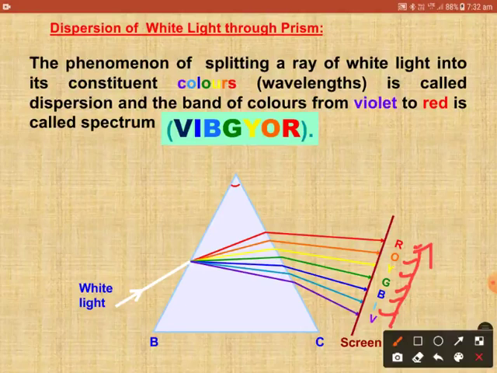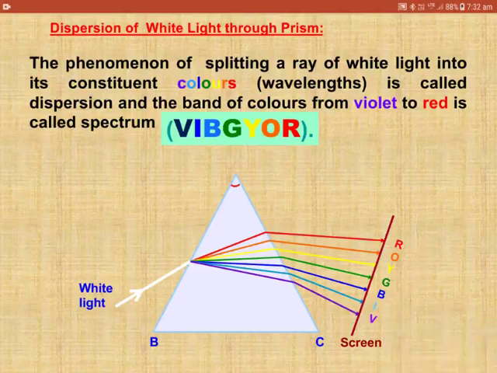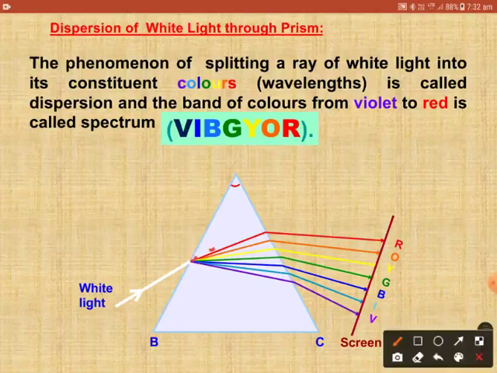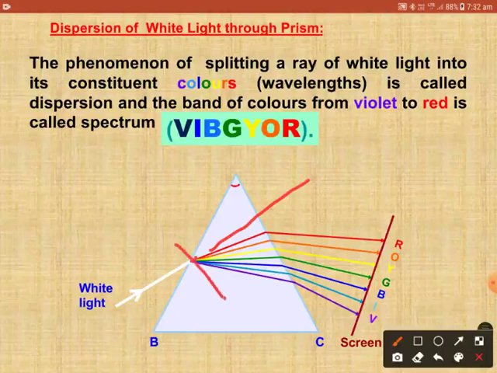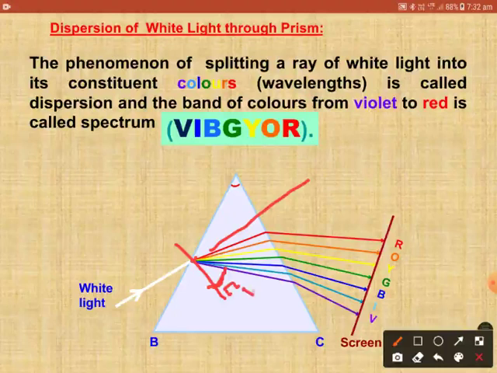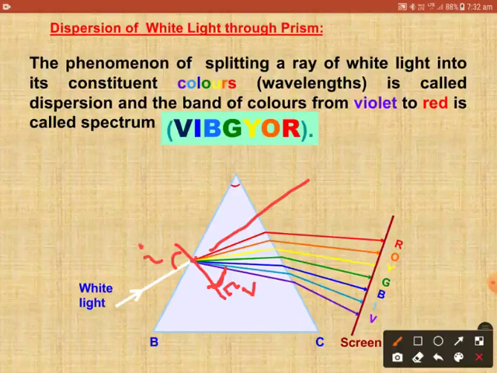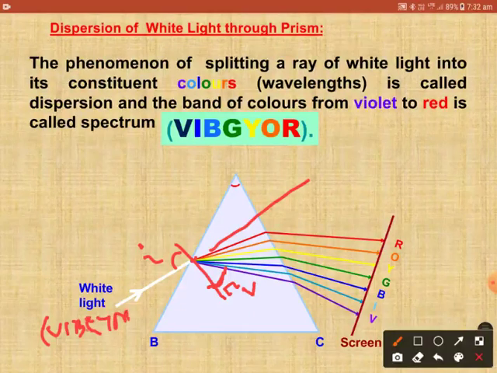Now when we see this, the incident ray will be in this direction. If there is a normal here, then the angle of refraction between the refracted ray and the normal will be different for all these colors. Your angle of incidence will remain the same for all of them. You may take it that white light consists of these 7 different colors.